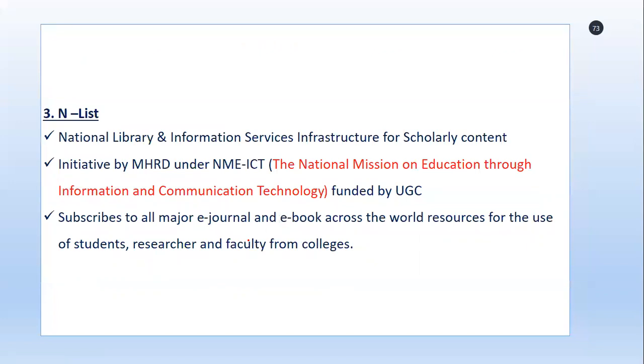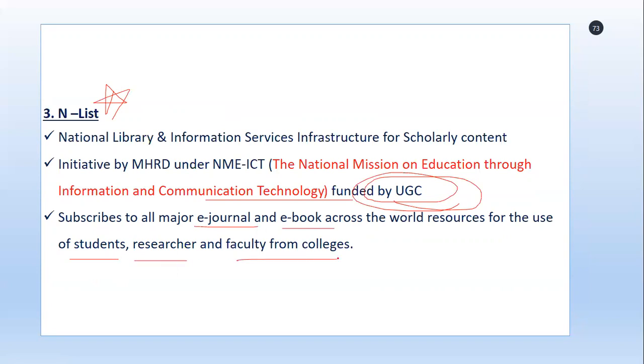Next is N-LIST, which talks about National Library and Information Services Infrastructure for Scholarly Content. Now, this is an initiative by MHRD, at the same time by the National Mission on Education through Information and Communication Technology, which is again funded by UGC. So you have to just keep all these minute details in place. It subscribes to all the major e-journals and e-books across the world for the use of students, researchers, and the faculty members from the colleges. So these three things can be used either in match the following or in a factual based question.